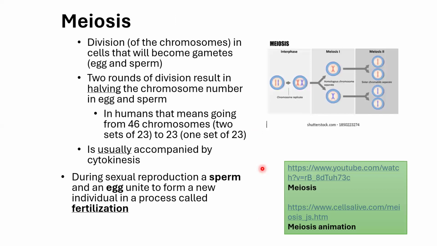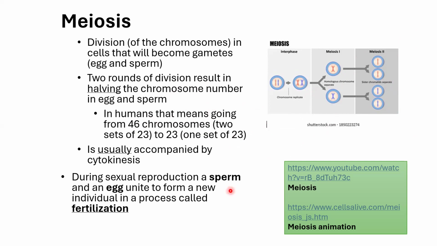Now, meiosis itself is the division in which cells become gametes. It goes through two rounds of division, ending up with half the chromosomes that you initially have. For example, in humans, we have a total of 46 chromosomes, but it comes down to 23 at the end of meiosis 2. And usually it's accompanied by cytokinesis, so that four separate cells are formed.